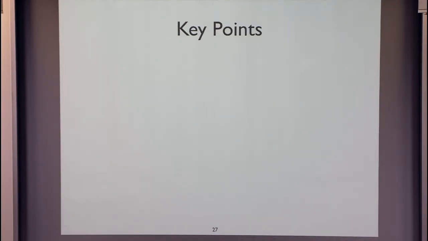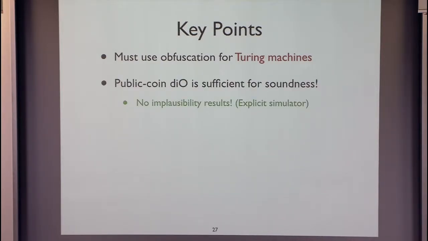Okay. So again, key points here. For this construction to work, you must use obfuscation for Turing machines, because there is no a priori bound on how big V* is. Public coin DIO is sufficient, and you actually get an explicit simulator, which is unlike knowledge-of-exponent-based assumption constructions, where you only get an existential result, but you don't get an actual simulator that you can run. But here you do get a simulator. Okay? So DIO is used only for soundness.